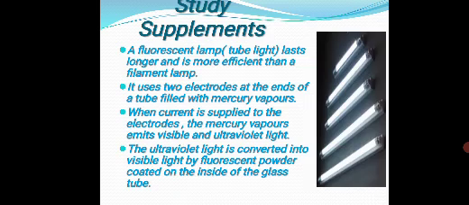So when we switch on the button, the current is supplied to the electrodes and the mercury vapors emit visible and ultraviolet light. The ultraviolet light is converted into visible light by a fluorescent powder coated on the inside of the glass tube. In this way, the fluorescent lamps start glowing and provide us light that we use for studying, for lighting our rooms, etc.